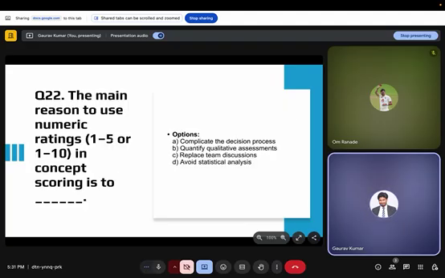Now moving towards question number 22. The main reason to use numeric ratings, 1 to 5 or 1 to 10, in concept scoring is to dash. So the numeric rating converts variable or subjective evaluations such as good, average or poor into quantitative data that can be mathematically processed. These quantifications allow meaningful comparison between alternatives and facilitate the computation of weighted totals, and it effectively bridges human intuition with analytical rigor.